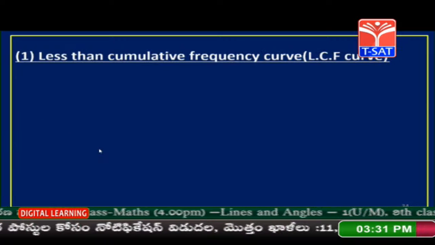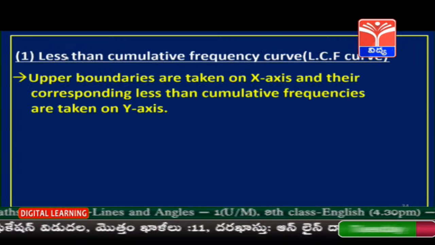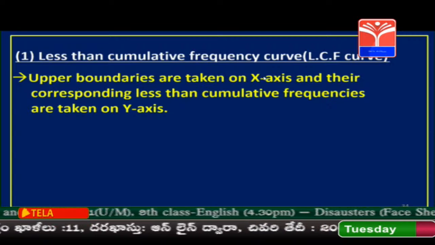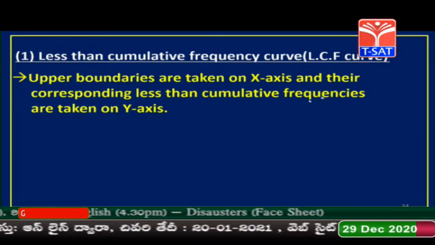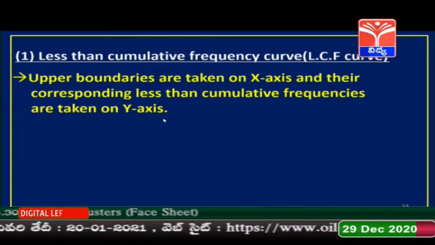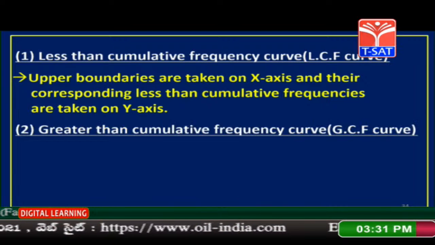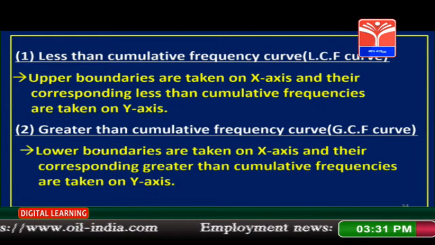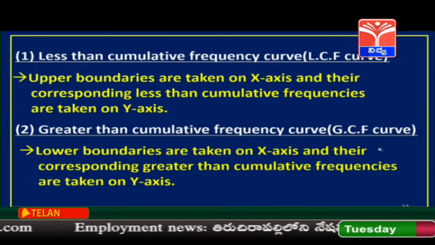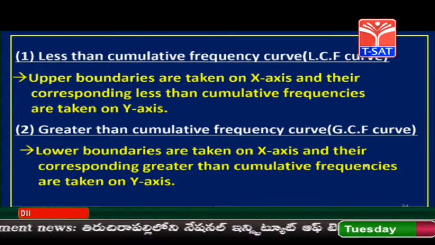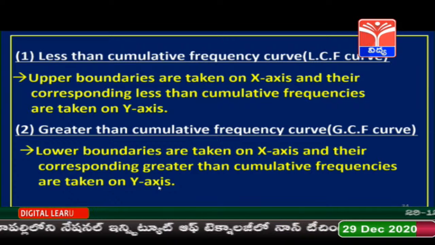First let us understand what is less than cumulative frequency curve. Here upper boundaries are taken on x-axis and their corresponding less than cumulative frequencies are taken on y-axis. Greater than cumulative frequency curve: here lower boundaries are taken on x-axis and their corresponding greater than cumulative frequencies are taken on y-axis.